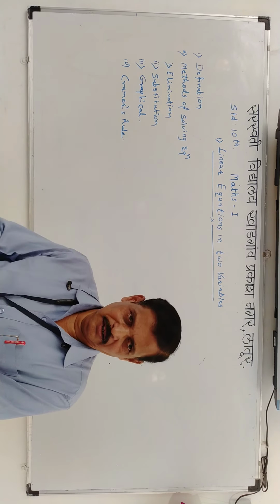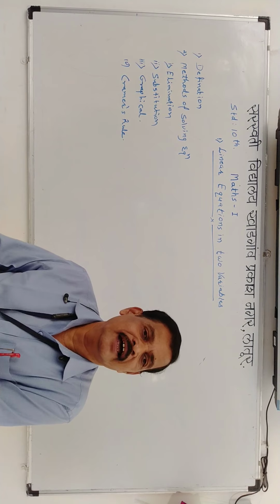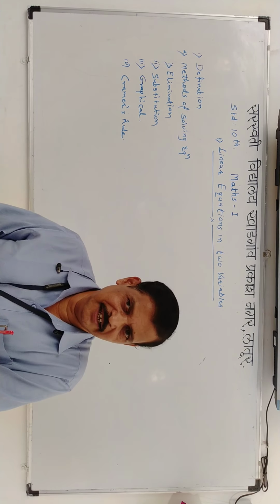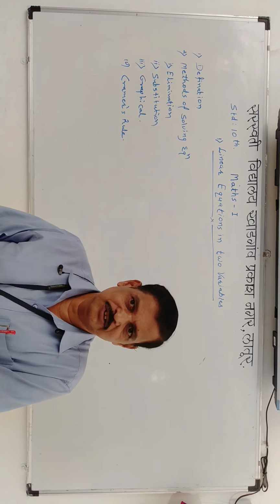Firstly, what is an equation? Equation means it has two sides and an equal to sign must be there. It is called an equation. And after that, the one variable equation, such as 3x minus 15 is equal to 0.